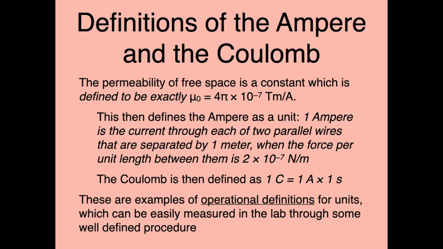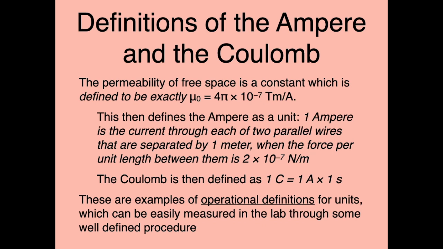And so if we know what mu naught is, we have a way of defining the ampere. And then we have a way of defining the Coulomb, because an ampere is a Coulomb per second, so a Coulomb is an ampere times a second. If we have a definition for the ampere, and we know the definition of a second, that can give us the definition of a Coulomb.